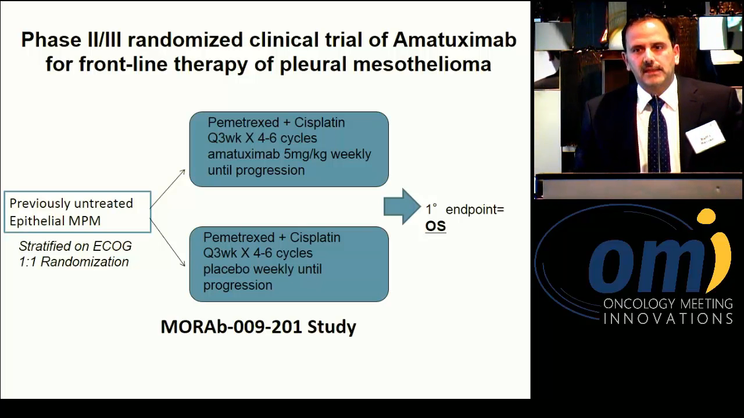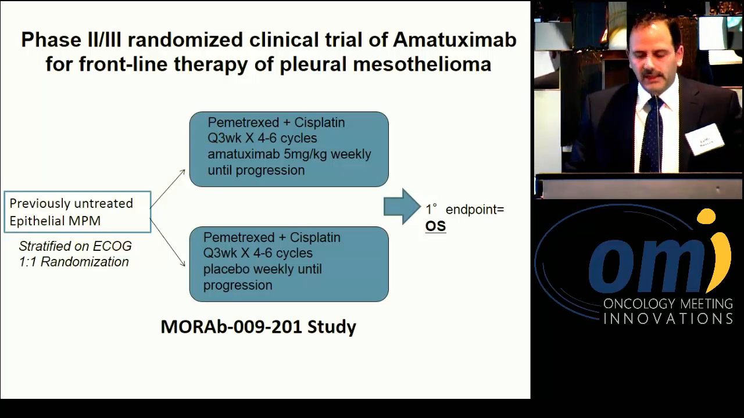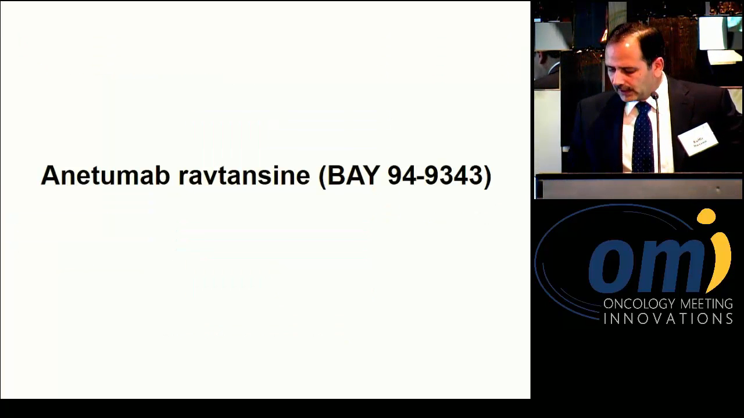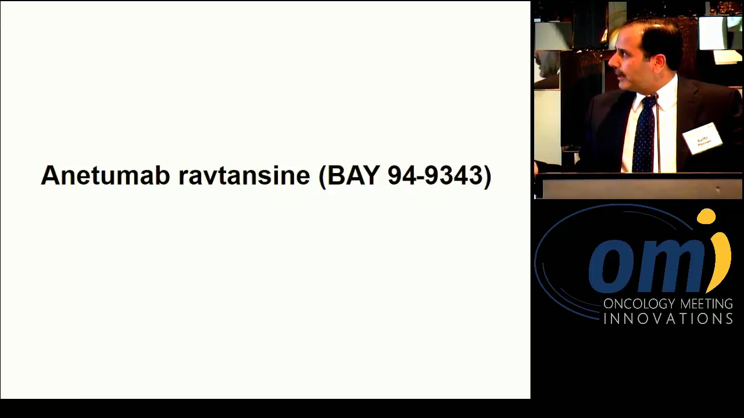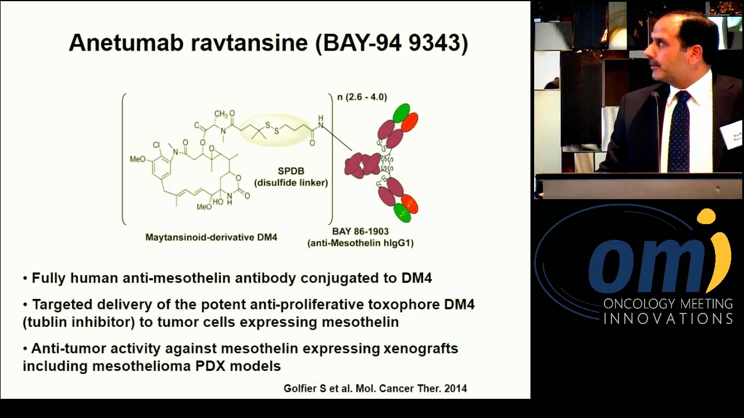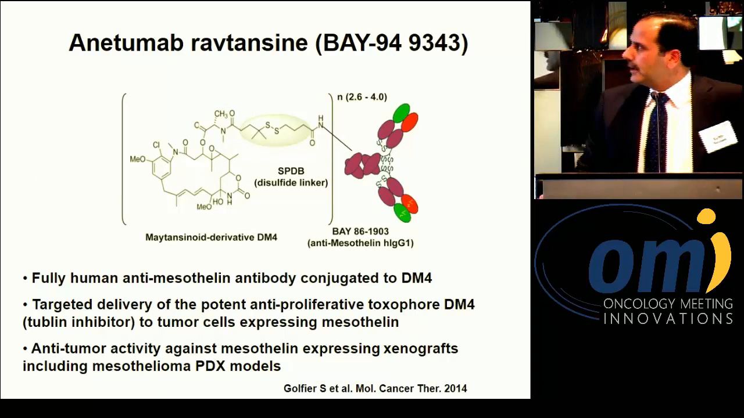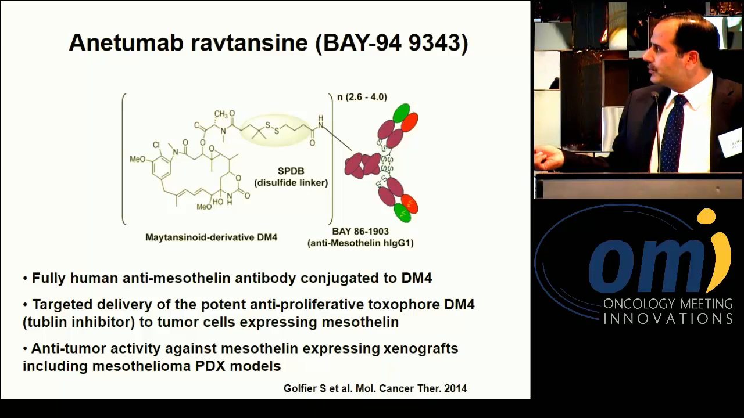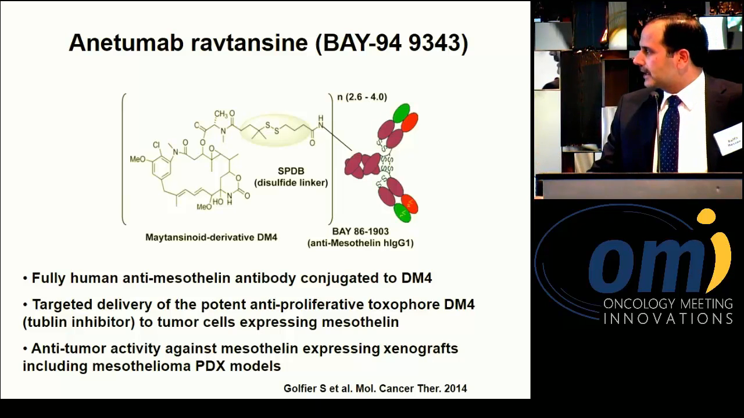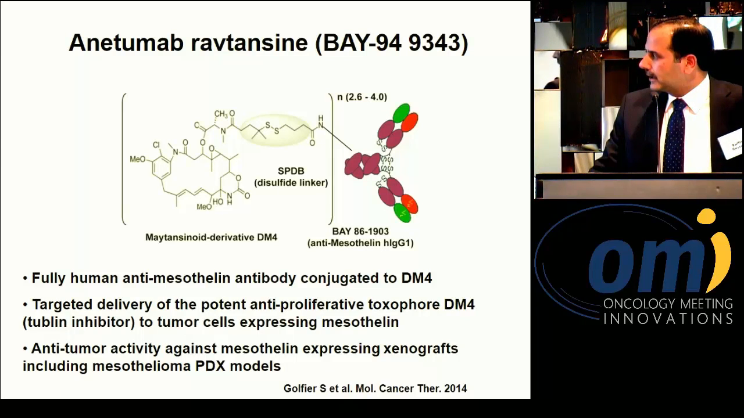So we're very excited that the work we did in the lab has gone all the way to phase 3, and the first patient of this study was enrolled about a couple of weeks ago. Another approach to target mesothelin is the use of an antibody-drug conjugate. Anetumab ravtansine is an antibody-drug conjugate developed by scientists at Bayer, which consists of an anti-mesothelin IgG1 linked to the maytansinoid derivative DM4. As you know, DM4 is a tubulin inhibitor and kills tumor cells expressing mesothelin and showed activity in preclinical models.